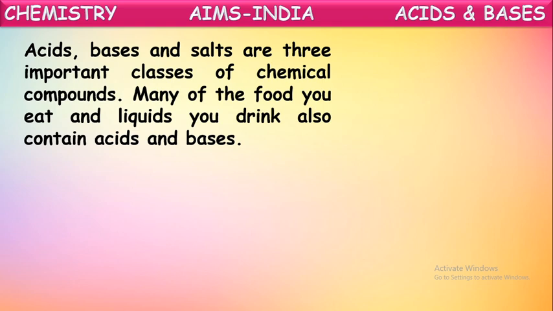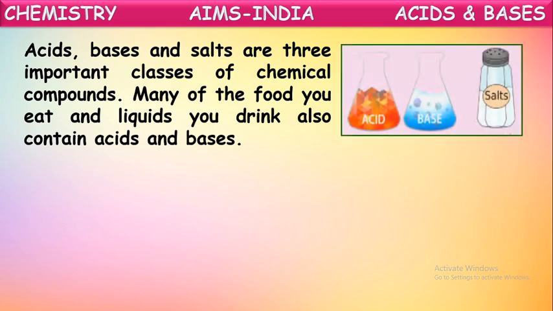Acids, bases and salts are three important classes of chemical compounds. Mostly, chemicals can be broadly classified into these three types: acids, bases, and salts. Many of the foods we eat and liquids we drink also contain certain acids and bases in them. So, with or without knowing, we are daily using these acids and bases, even salts, in our daily life. About this, we are going to see now.